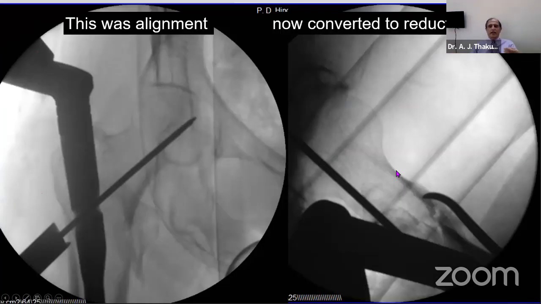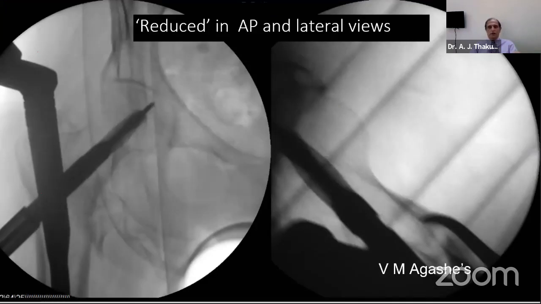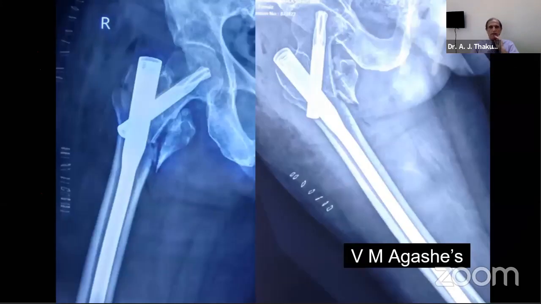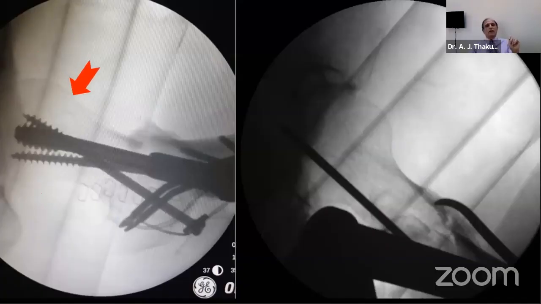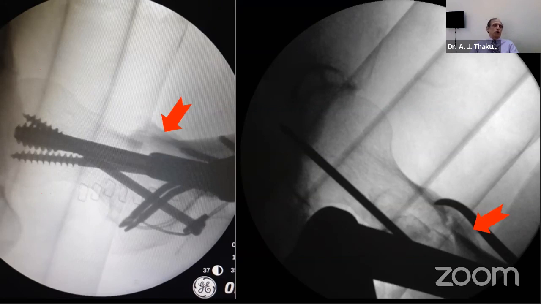There we are in the lateral. Again, you have the good reduction here, and you achieved it. So you go ahead and find it. Anterior reduction, then there are no issues at all.